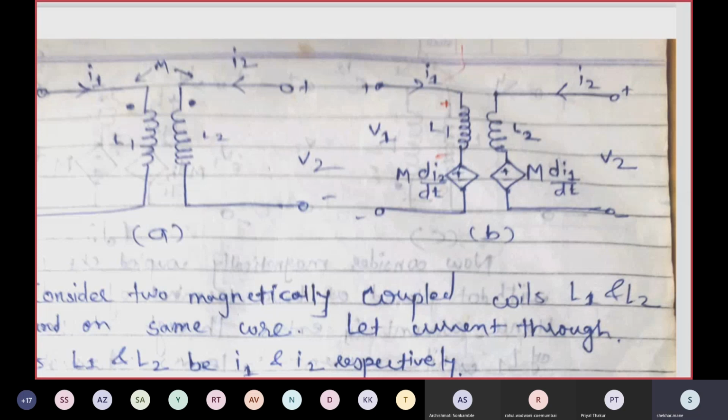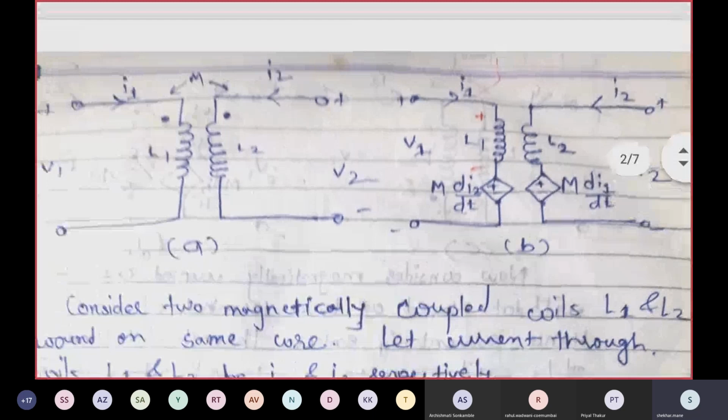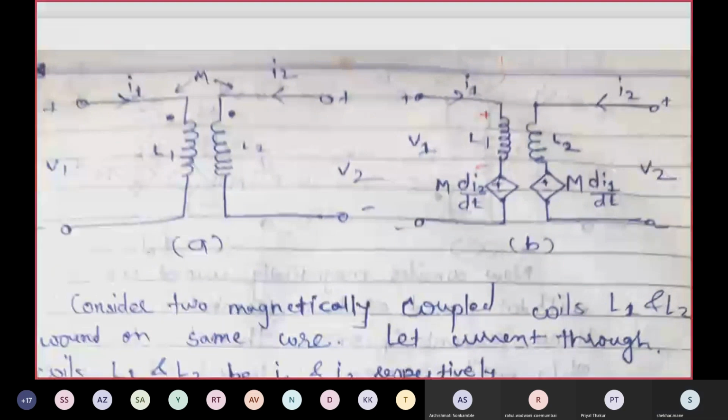Okay. Now, similarly, suppose these dots are at the end side of the coil. Both the dots are at the end side of the coil. Then we can say both the currents are coming out of that coil. Earlier, the dots were up, so both the currents were entering into the coils. That's why mutually induced EMF gets added into the self-induced EMF.